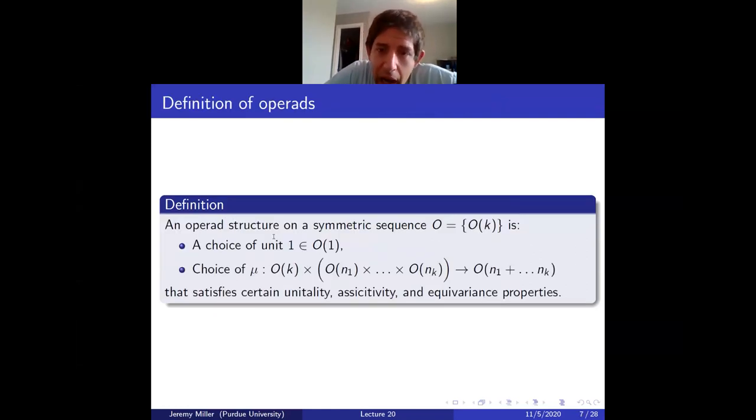Yeah. So what's an operad is the answer to the question. An operad is going to be a type of symmetric sequence with extra structure. So it's a symmetric sequence O. That means we have these spaces O_K, with a symmetric group acting on O_K.